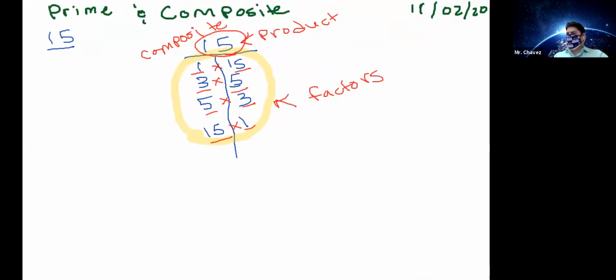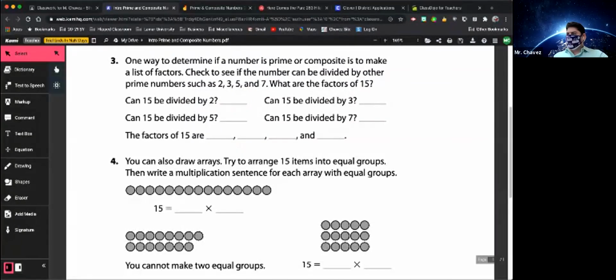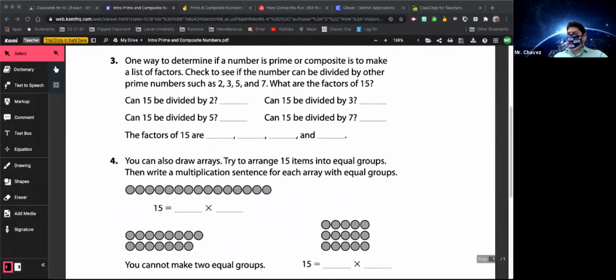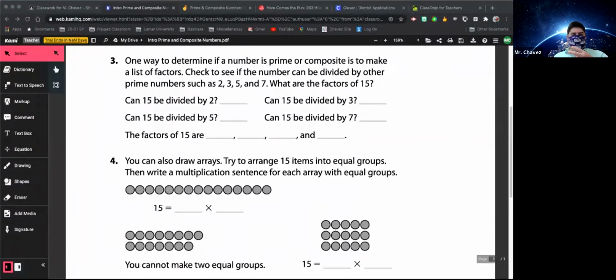So now when we look at our handout, I'm going to stop sharing this and go back to the handout. Let me share my screen. So back in my handout, when the question's asking, can 15 be divided by 2? Well, when we listed our factors, did we have a factor of 2? Was there any way if I counted by 2 for me to get 15? Yes or no? No. So 15, we're going to put no. It cannot be divided by 2.